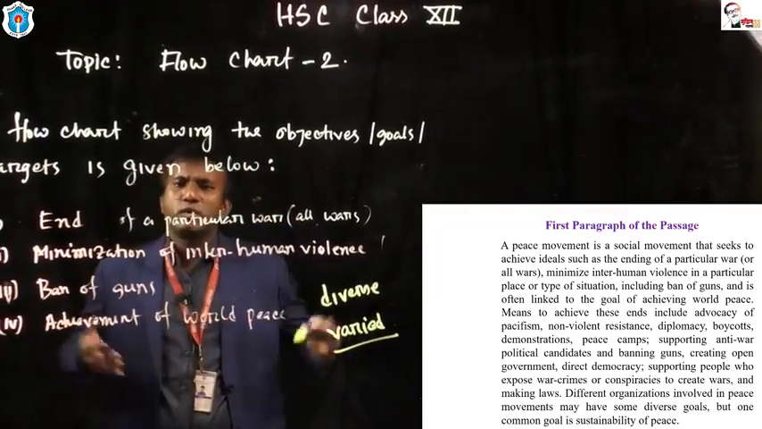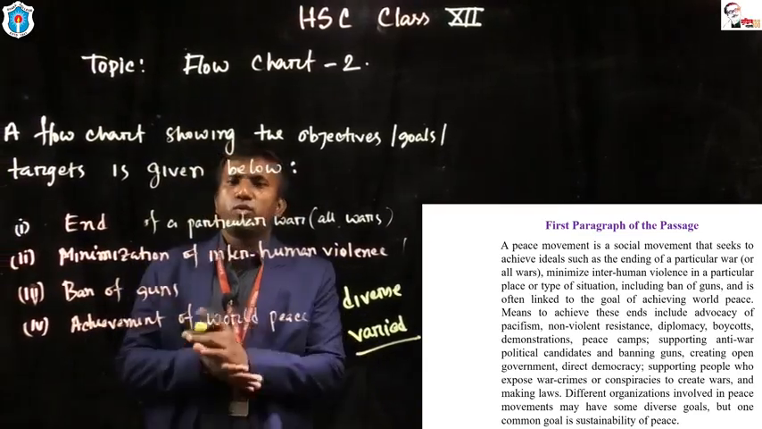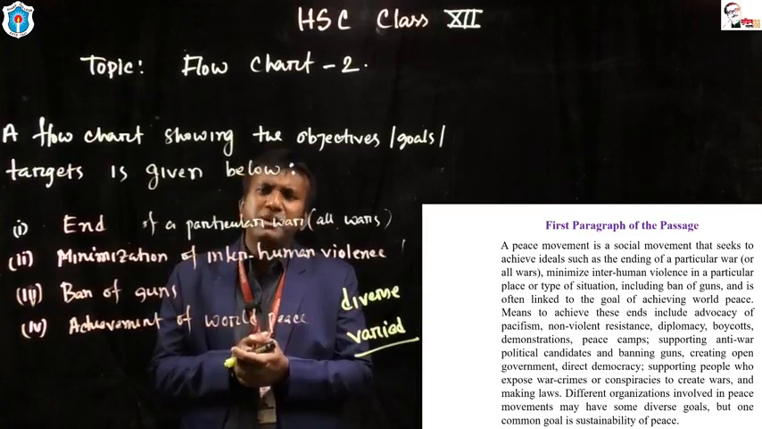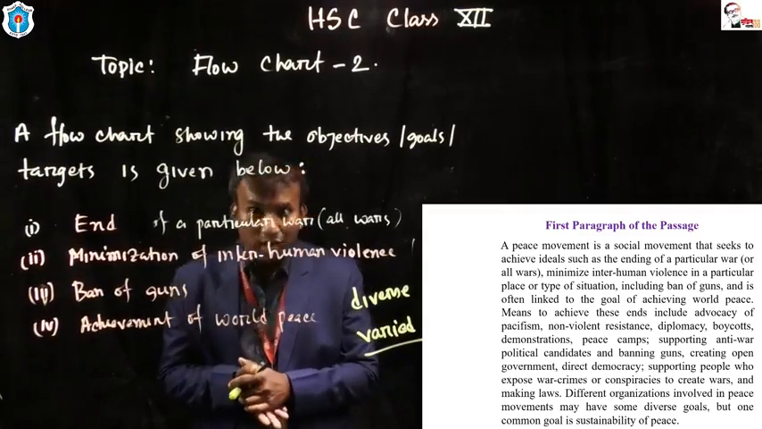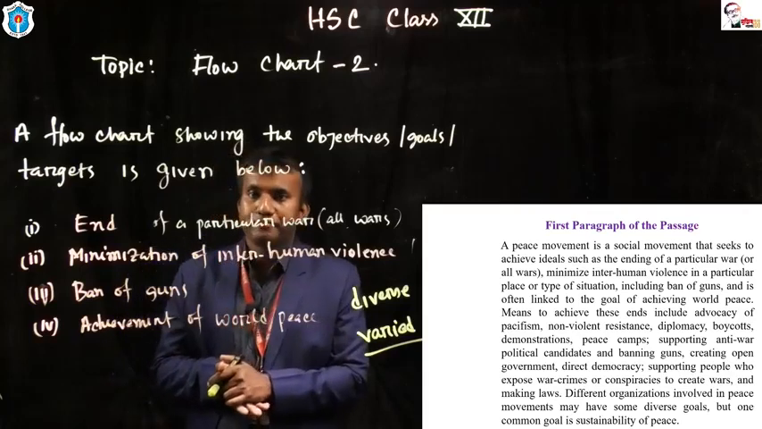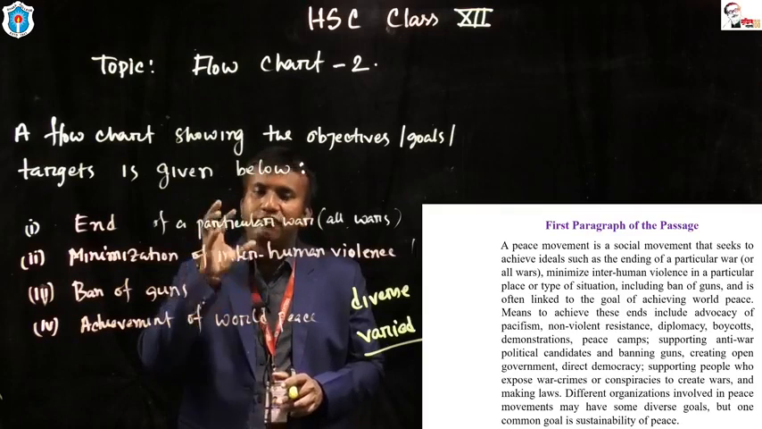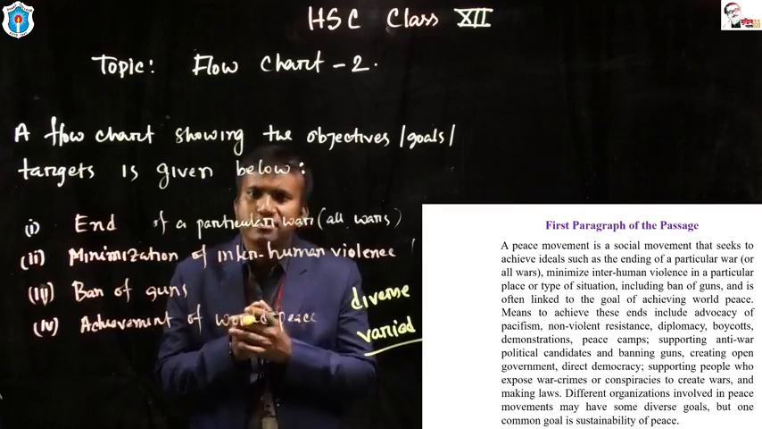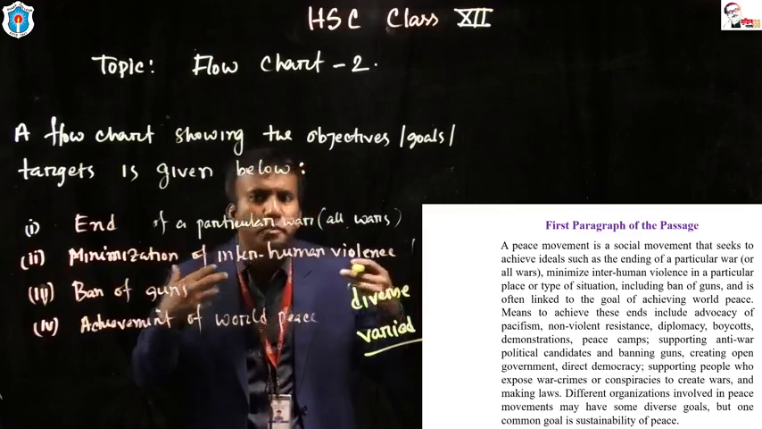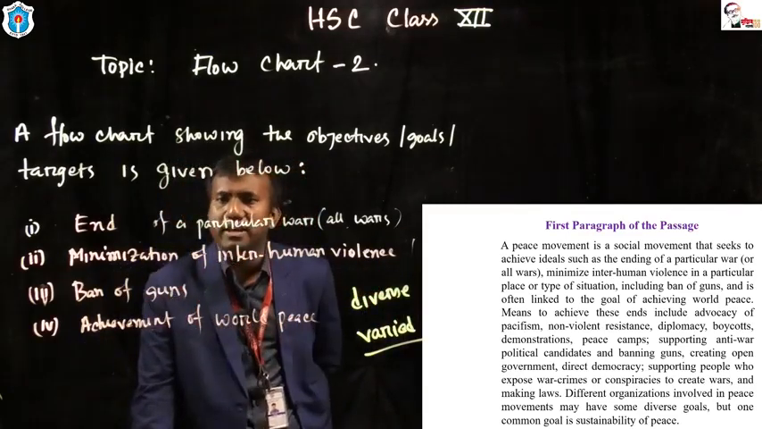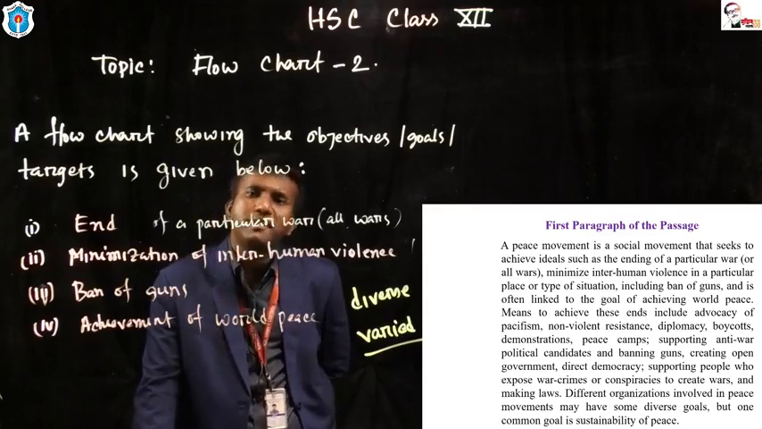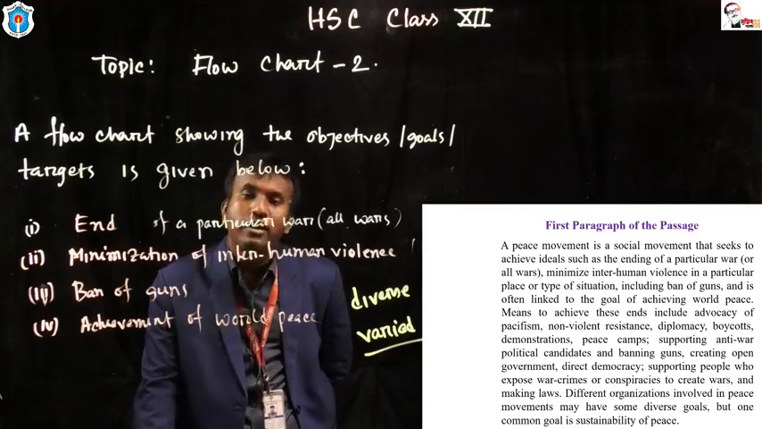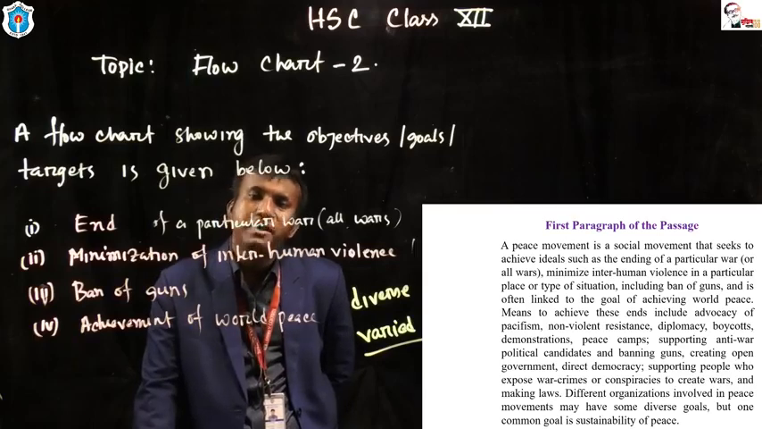Throughout the world, that means all over the world, there are different organizations working for peace. That means there are different peace organizations, and they are working for ensuring peace all over the world. I'm going to repeat, there are different or various peace organizations all over the world. All of them are trying to ensure peace all over the world. But in order to ensure peace, different organizations maintain different objectives. Different organizations involved in peace movement have different targets or goals or objectives.